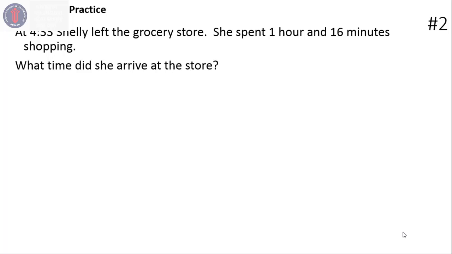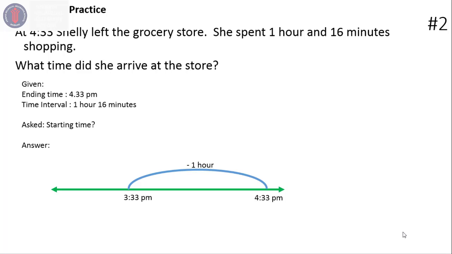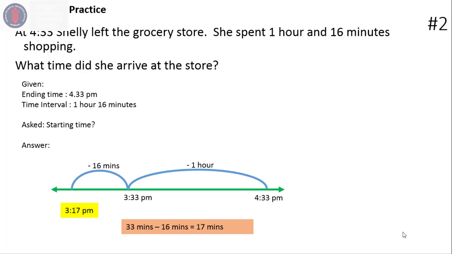At 4:33, Shelly left the grocery store. She spent 1 hour and 16 minutes shopping. What time did she arrive at the store? 4:33, because this one is the ending time, so we have to put the ending time on the right. So let's count it minus 1 hour, so it will be 3:33 p.m. and let's minus again by 16, so 33 minus 16 is 17, so it will be 3:17. So Shelly arrived at the store at 3:17.